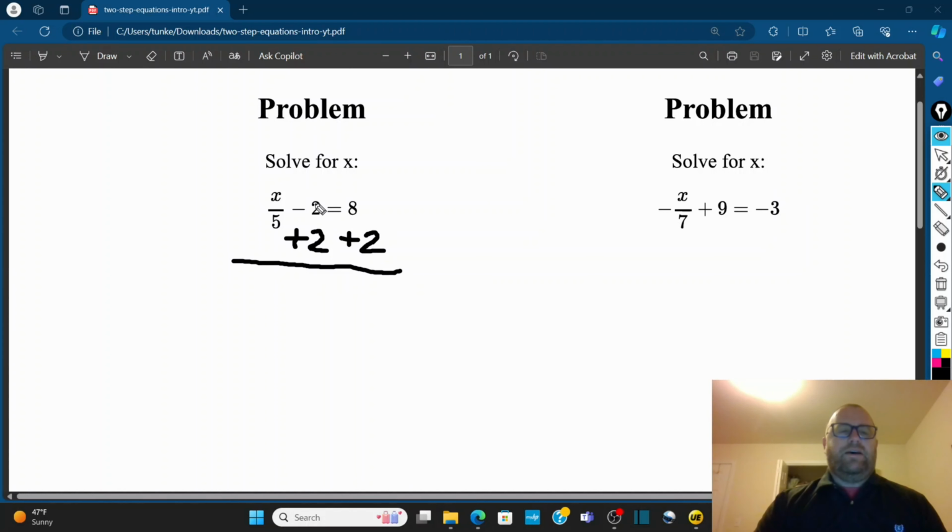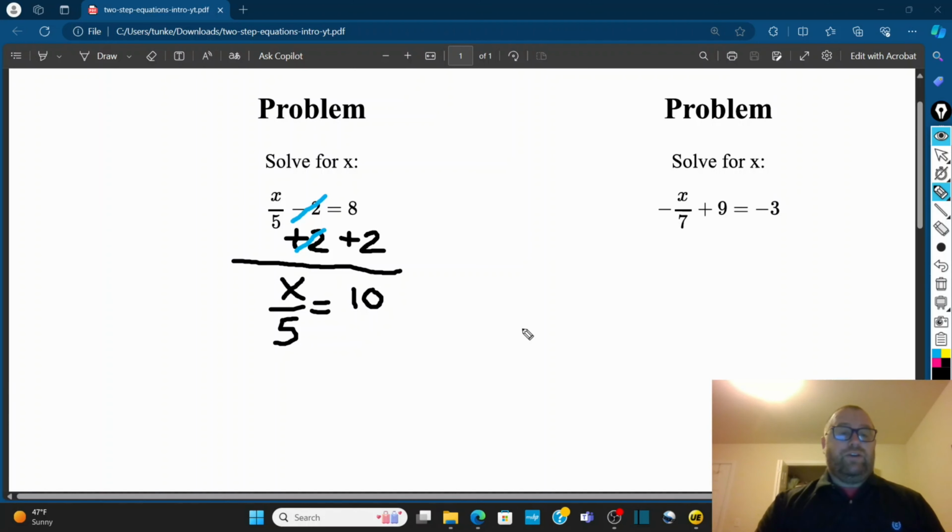On this side, a minus 2 and a plus 2, well, they're going to cancel out. And so we'll be left on the left-hand side of the equation with x over 5, and that's equal to 8 plus 2, which is 10.